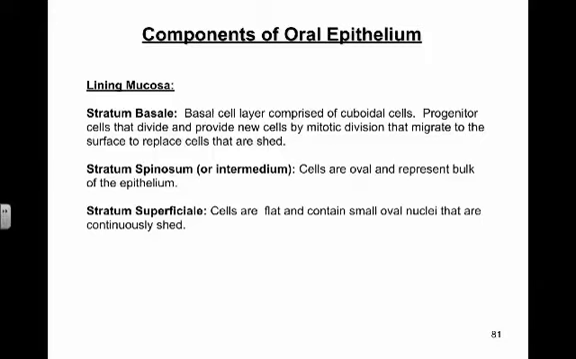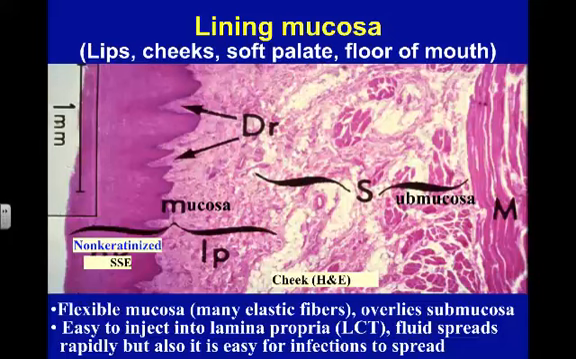So the layers that we have in the oral epithelium in the lining mucosa is the bottom layer, the basal layer. We have the spinosum, and a superficial layer, which is your stratified squamous non-keratinized epithelium. Here is your lining mucosa, so let's take a look at this.